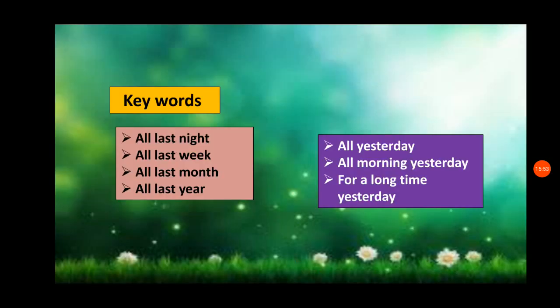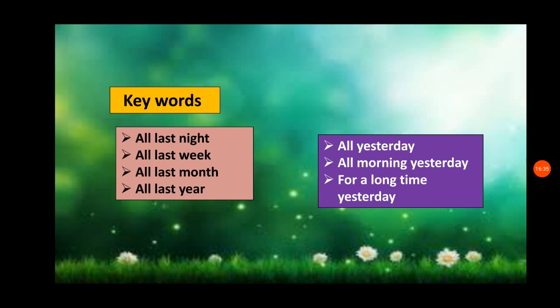The keywords of the past tense are all last night, all last week, all last month, all last year, all yesterday, all morning yesterday, for a long time yesterday. So we can use all these adverbs of time in the past continuous tense. All last night can be taken for any action which was going on continuously the whole night. We can say, the whole night I was not sleeping well, I was disturbed.